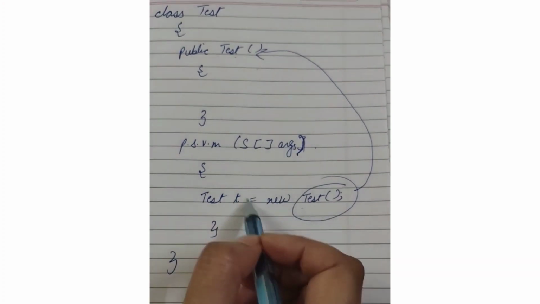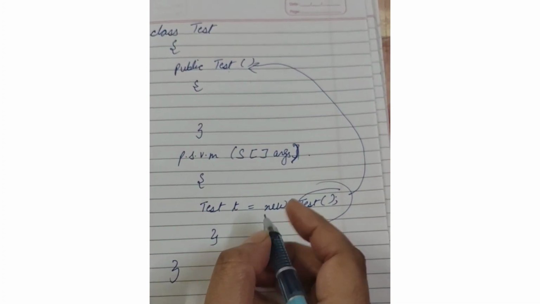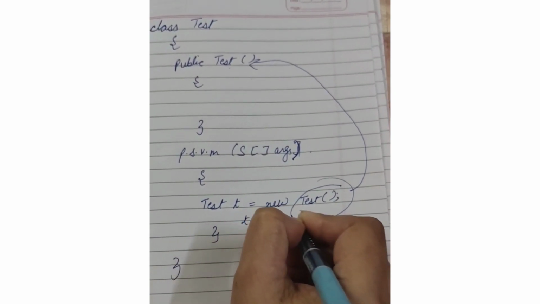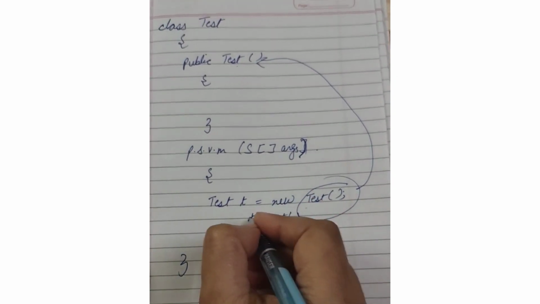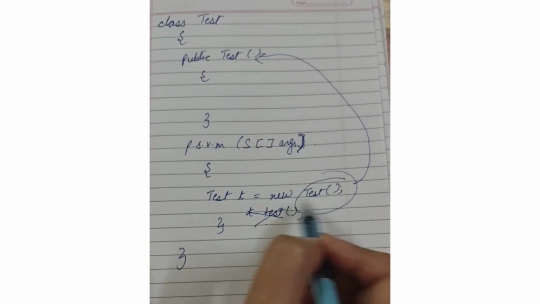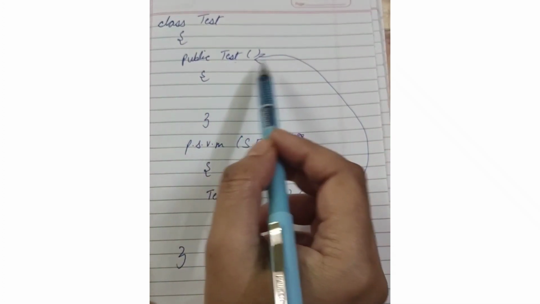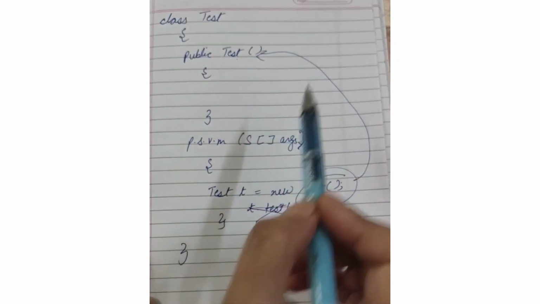But in the case of method, if I'm not using constructor, what I have to write? I have to write here t dot test, then only method can be called. Now this line is not needed because the moment you create an object, automatically your constructor is called or your constructor is activated.